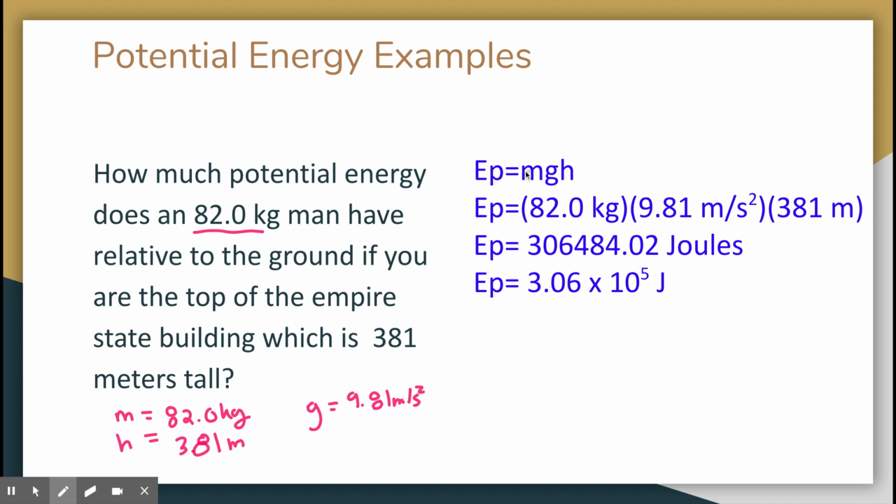And then we plug it into our formula. So notice I write my formula first, then I put my number in for mass. My G is 9.81, and my height is 381 meters. If I type this in my calculator, this is the answer I get. So I am allowed 3 sig digs, 1, 2, 3. Which means I need to move that decimal into scientific notation. So I want this number to be between 1 and 9, so 3 works. So 3.06 times 10 to the 5 joules is my answer.